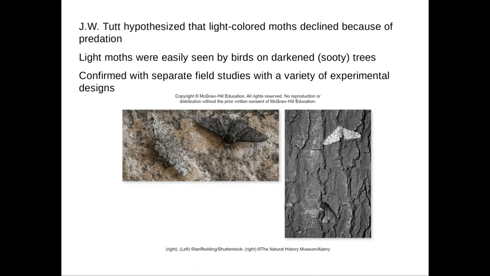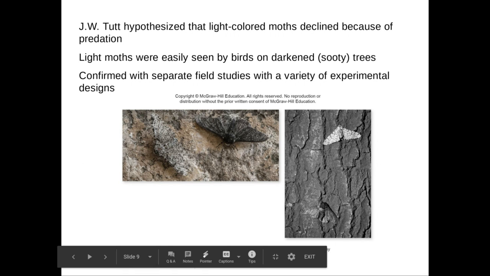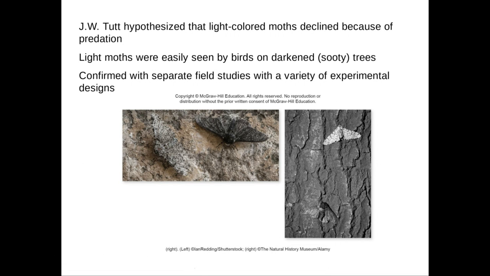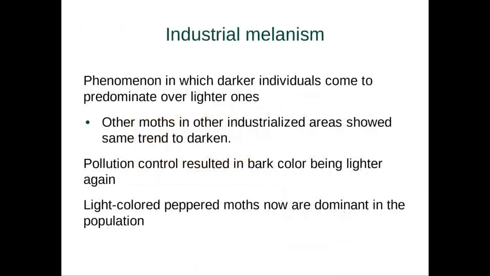And remember, for the environment to select for different traits, this variability has to exist in the population. If these black individuals didn't exist, these white moths would have probably been wiped out from urban centers, but they weren't, because natural variability exists. Now, this phenomenon was later given a name.